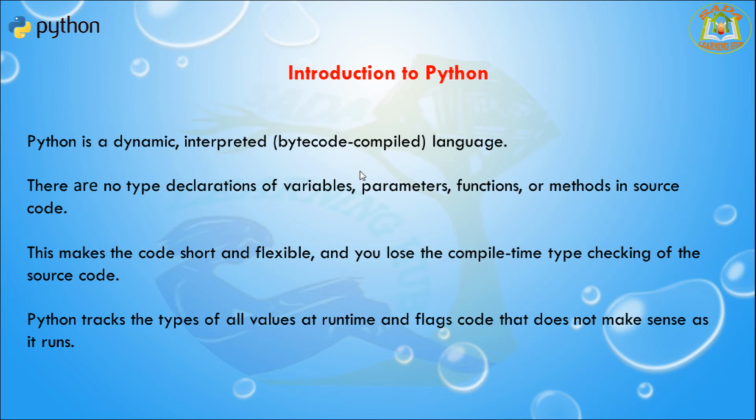If there are no data types, that leads to avoiding compile time errors. Why? Because we are making the code short and flexible, and you lose the compile time checking of the source code. Python tracks the types of all values at runtime and flags code that doesn't make sense as it runs. That is about the Python introduction, guys.